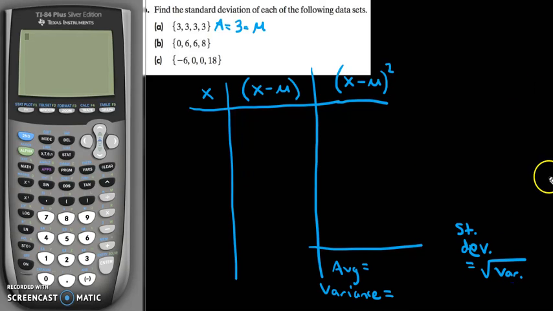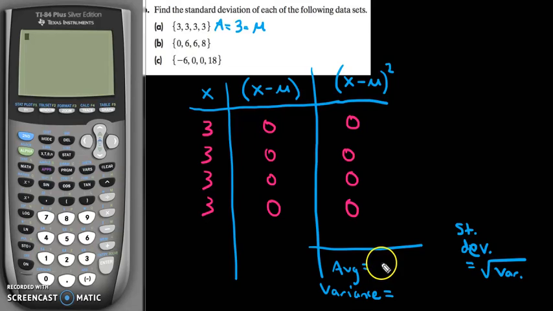Okay, so on this one, all my data points are 3, the same numbers, kind of boring. And my average is 3, so when I do 3 minus 3, I get 0, 0, 0, 0 all the way down. And then when I square that, 0 squared is 0. So my average is 0. If I add these up and divide by 4, that means my variance is 0. And when I take the square root of that to get my standard deviation, I also get 0.